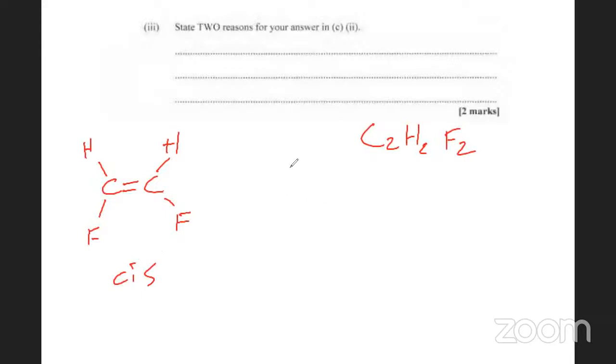All right, so state two reasons for your answer in C2. If you remember, geometric isomerism only occurs in alkenes. So let's say I have, for example, C2H2F2. If you want to get geometric isomerism, it has to be an alkene.